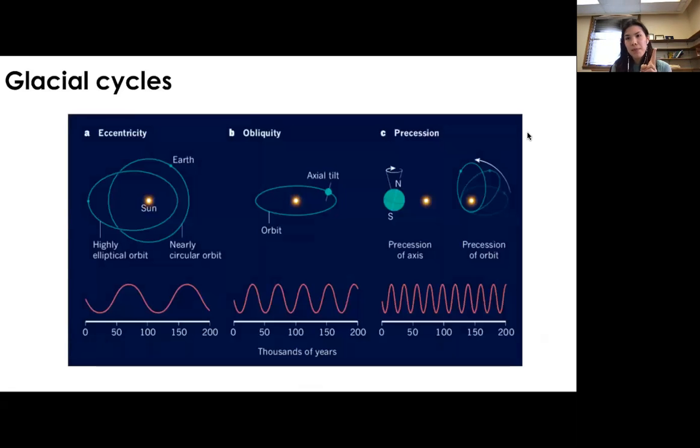There are three main orbital changes that affect glacial cycles. The first is eccentricity, which has to do with the shape of our orbit, where it can range from being a circular orbit, in which case we maintain a similar distance away from the sun, or an elliptical orbit, in which case we get further and closer away from the sun. These eccentricity changes occur on timescales of about 100,000 years.